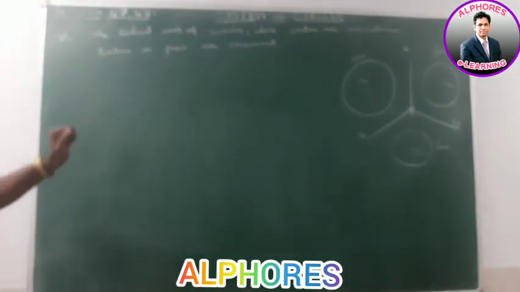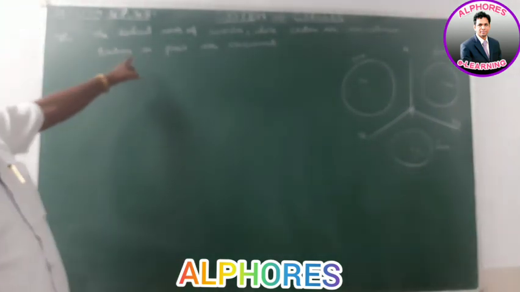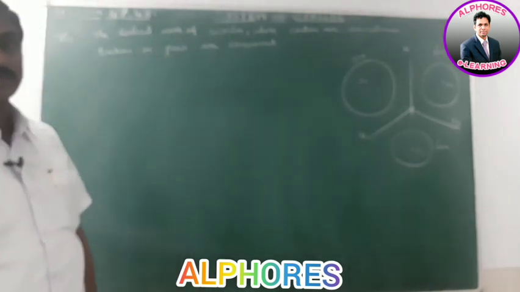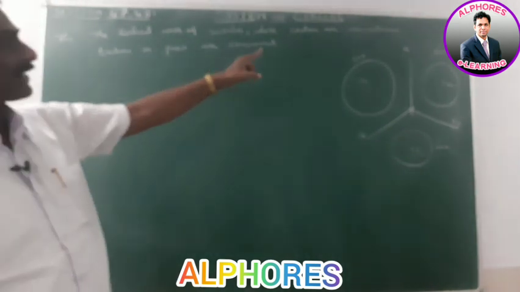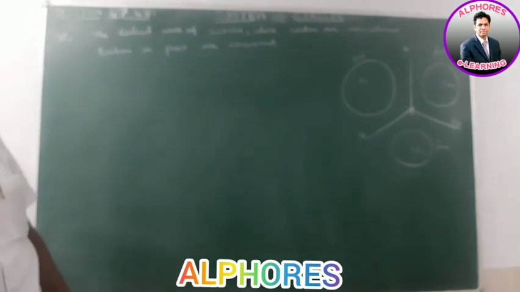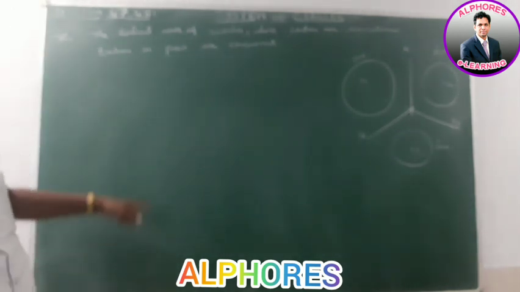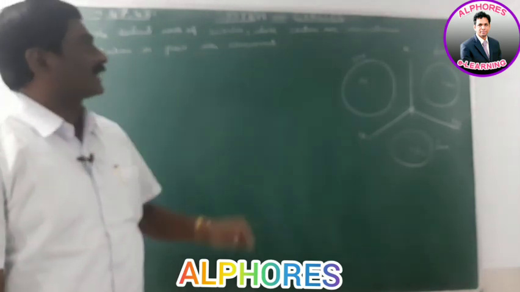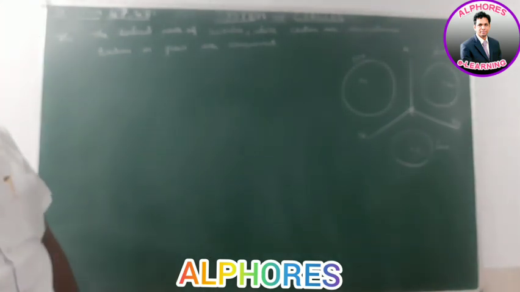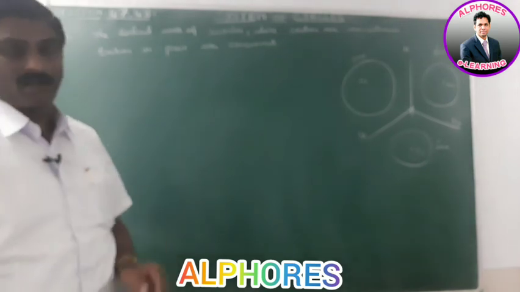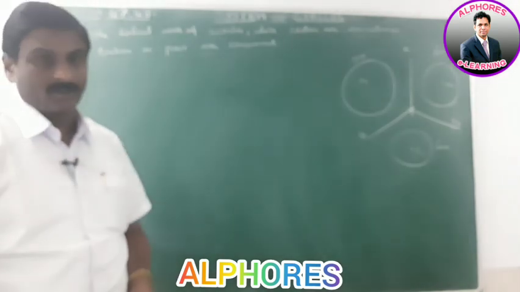Please note this theorem. The radical axis of 3 circles whose centers are non-collinear, taken in pairs, are concurrent. Okay?